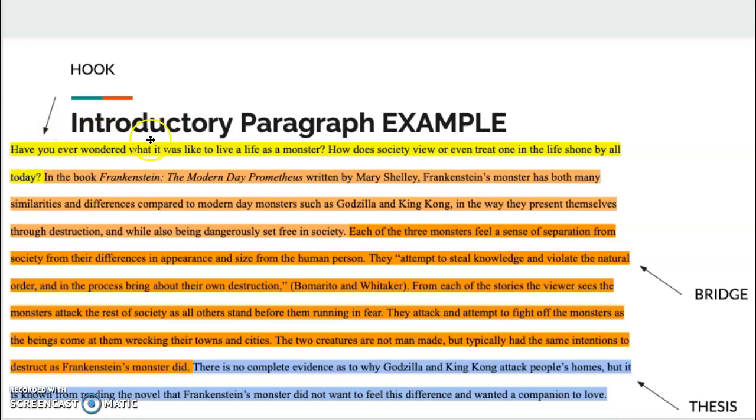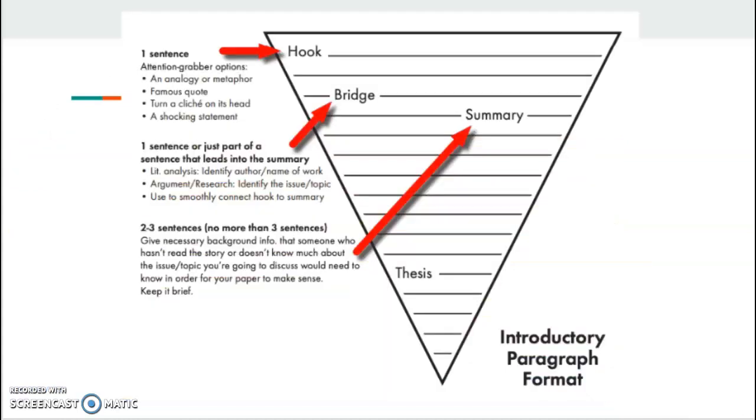So in this yellow highlight here, we have her hook. So the hook is the first thing in your introductory paragraph, and if you're interested, this slide here, it's towards the beginning, kind of shows you everything you need to do in this upside down triangle, which we've all done before.